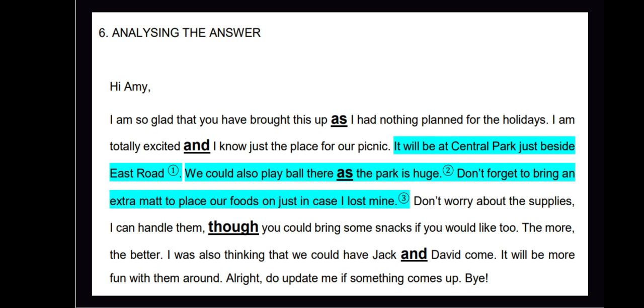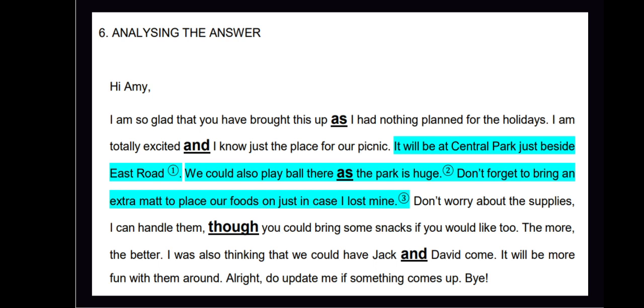So here it is stated, don't forget to bring an extra mat to place our foods on just in case I lost mine. So here, although it is quite simple, you actually answer all the questions given. So when you answer in the same manner, you are able to get 5 for your content.